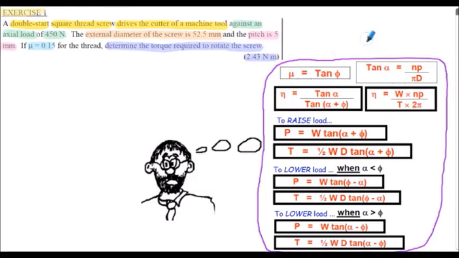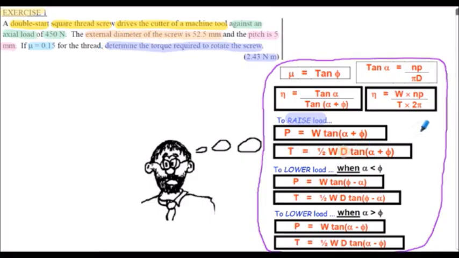Again, if it helps, here's our listing of equations. From the question, we've got to determine the torque required to rotate the screw. You can interpret that as calculate the torque required to raise the load. As a hint, note in the question we're given the external diameter of the screw thread, but in our calculations we need to use the mean diameter.